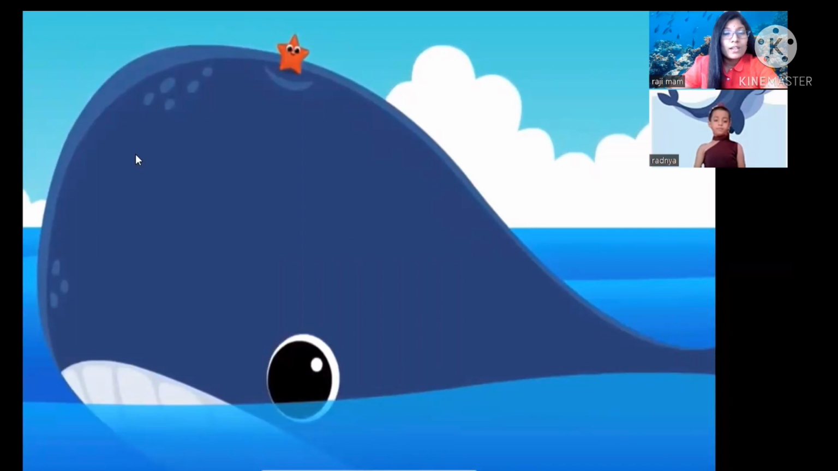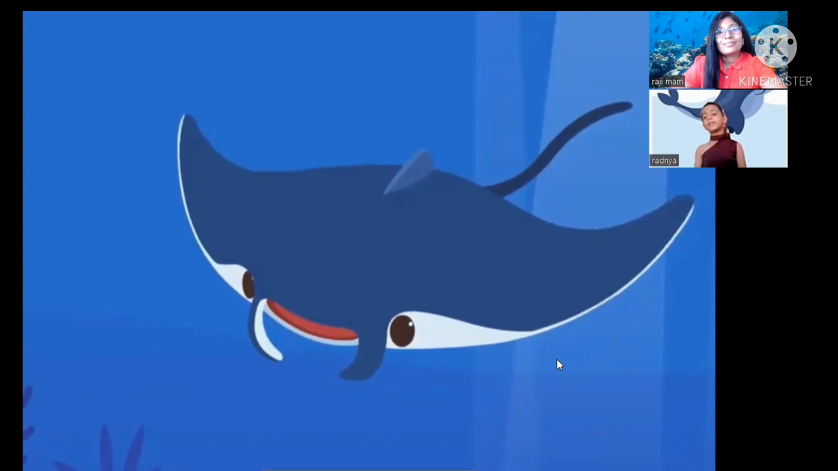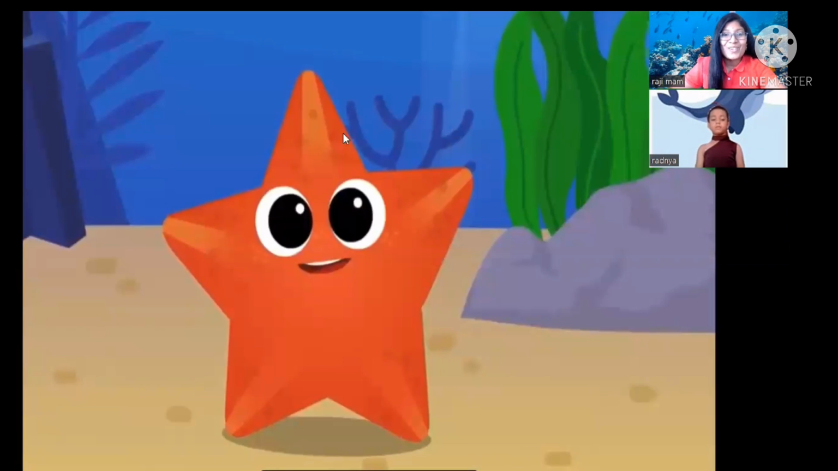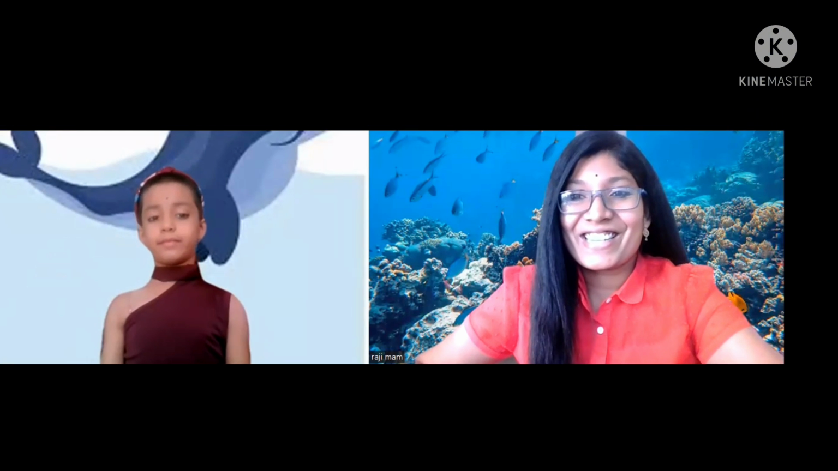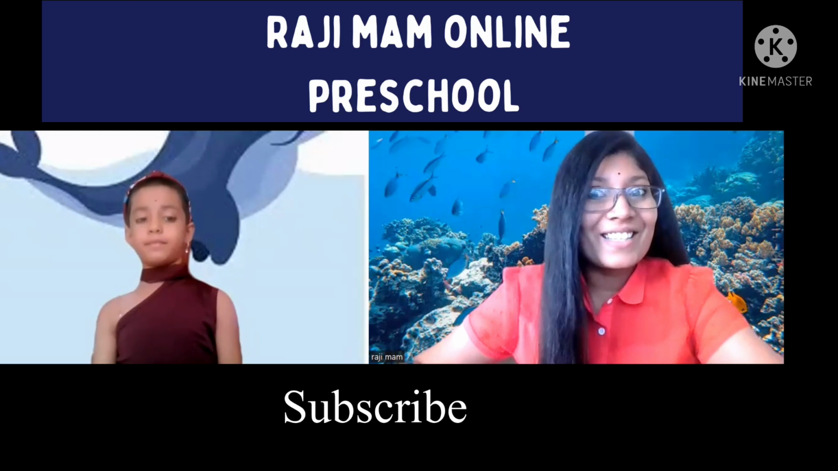What's this big sea animal? This is a whale. You recognize this picture? This is a clam. Correct. Manta ray, right. Seal. Yes, this is a seal. Now look at this. It looks like a star. Yes, ma'am, this is a starfish. Yes, good. Today we learn about sea creatures, right, Ranya? Yes, ma'am.